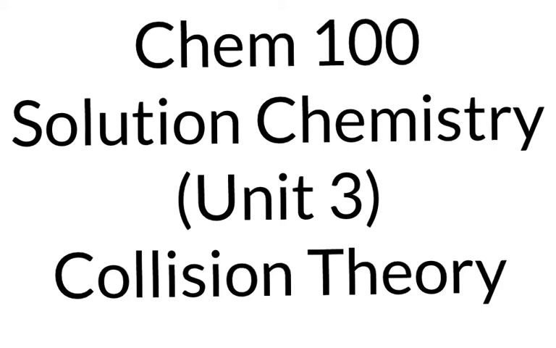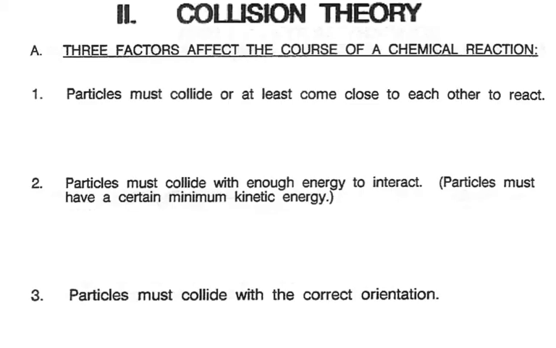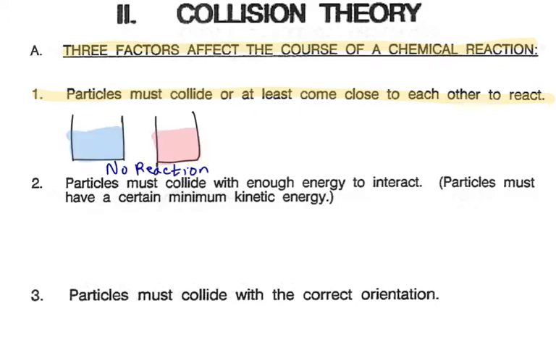In order to discuss how reactions occur, we'll need to look into something called collision theory. Collision theory allows us to understand how reactions occur. There are three factors that affect the course of any chemical reaction. Number one, the particles must collide or at least come in close contact with each other. If they're not near each other, they cannot react.